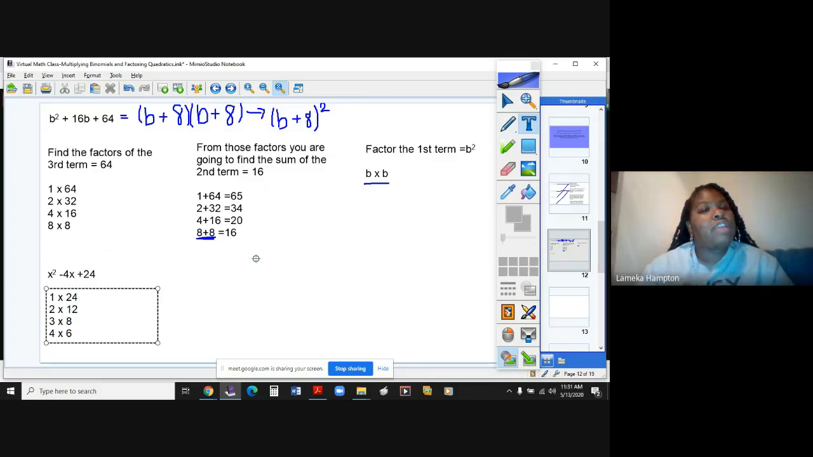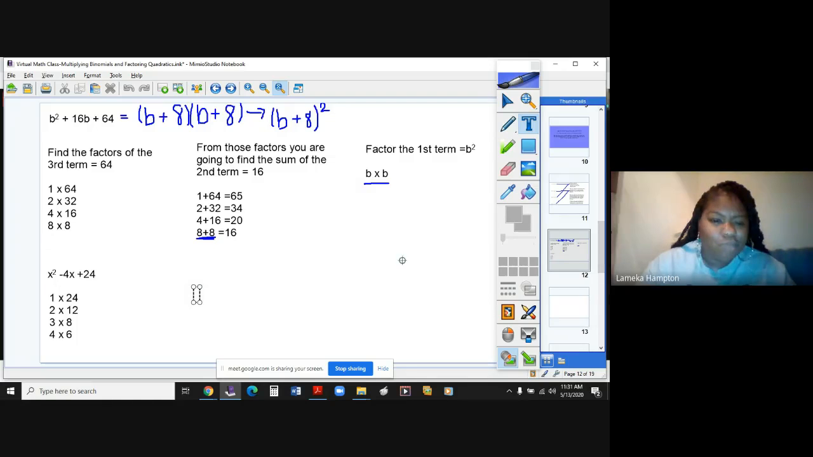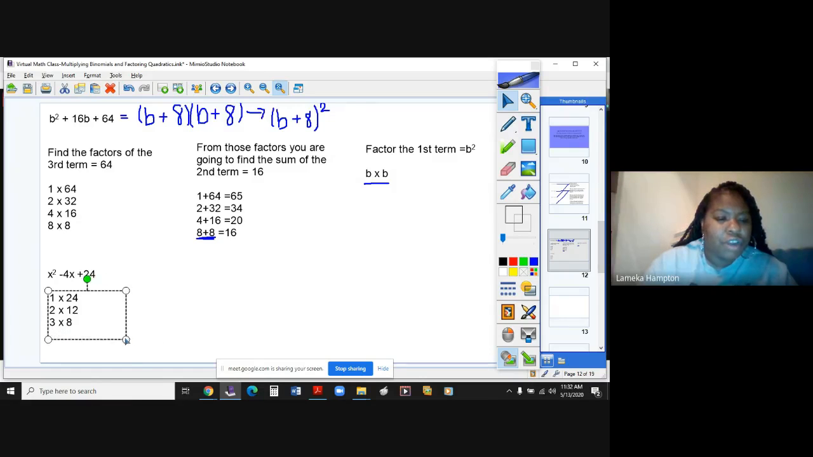Okay. If I multiply those numbers together, those numbers will give me 24. Okay. Now, my next step says from those factors, you're going to find the sum of the second term. So my second term is going to be negative 4. But remember, we cannot add two positive numbers together to give us a negative. So that means I'm going to now change my positive integers to negative ones, because remember, a negative times a negative is a positive.